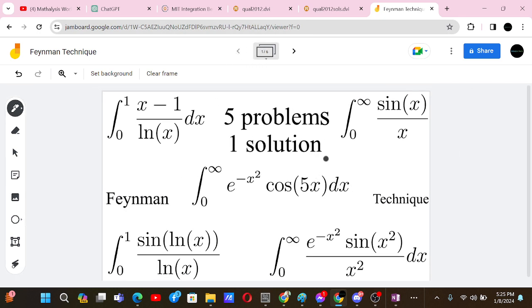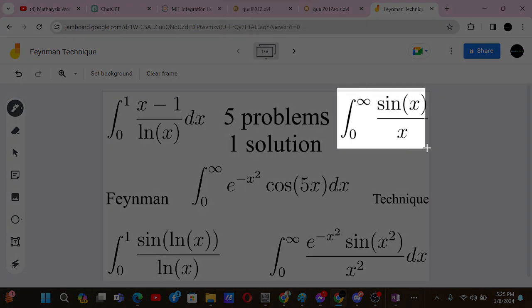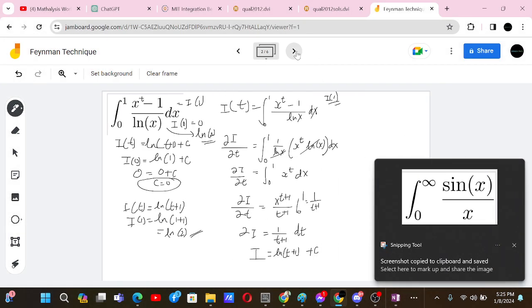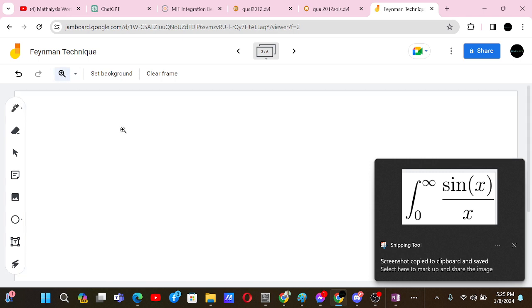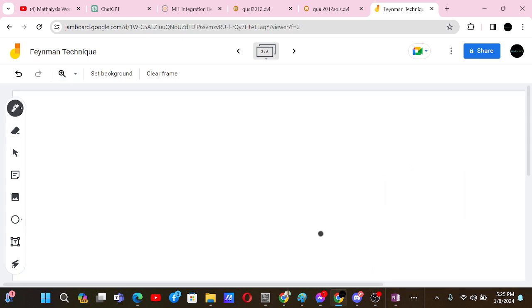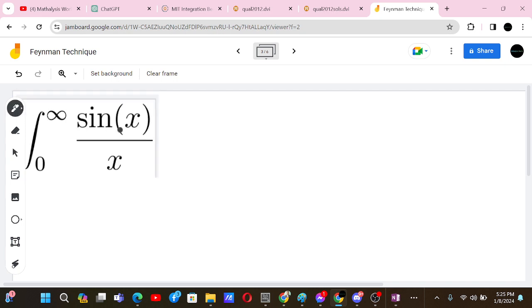Let's try this problem. Now here it is. Okay, so for this problem, integral from 0 to infinity of sine of x by x dx.